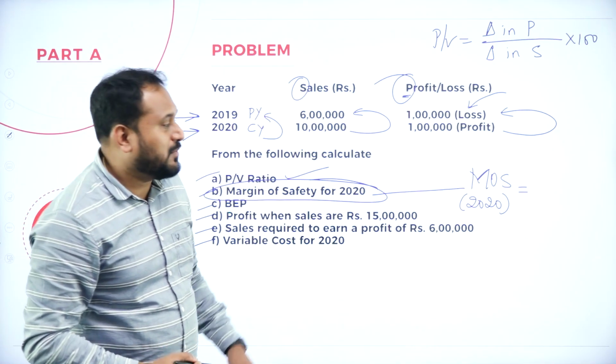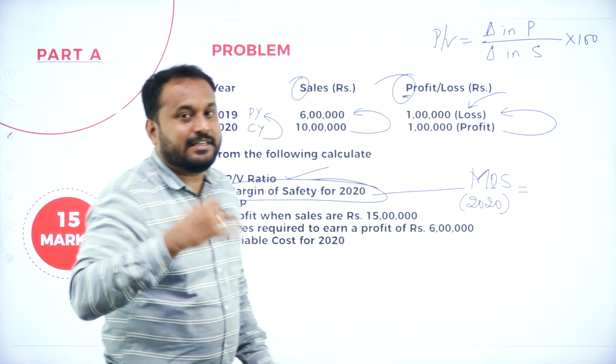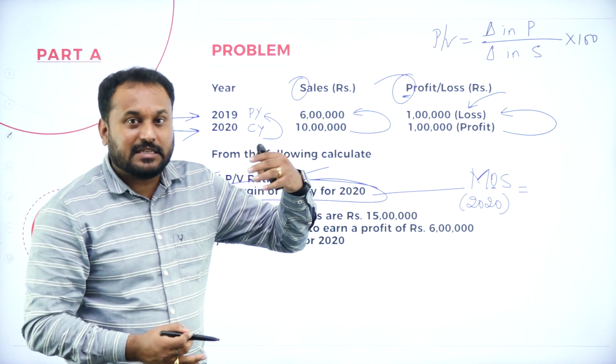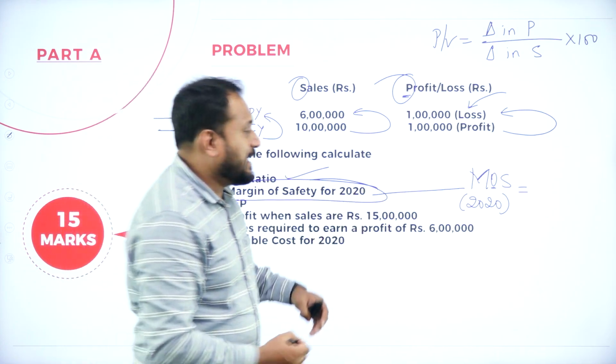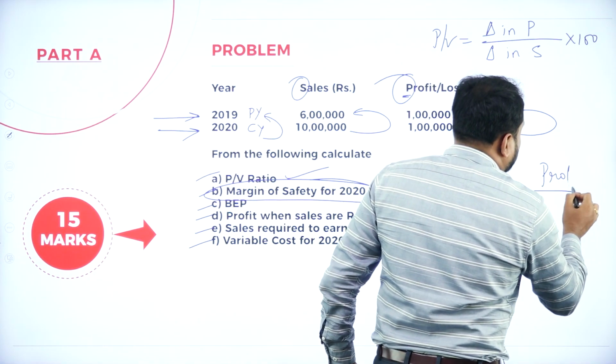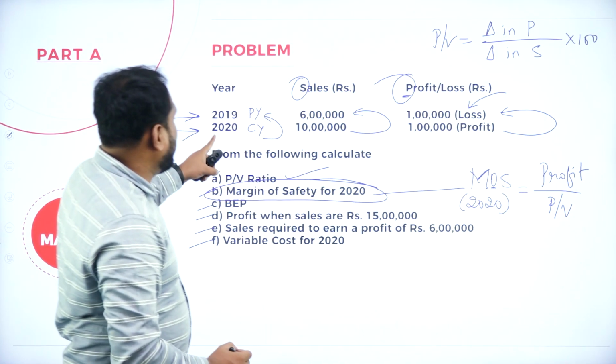Please do watch the formulas, how you are supposed to remember. The middle alphabet is what? O. After O in the English alphabet, what comes? A, B, C, D, F, G, H, I, J, K, L, M, N, O, P. That is P. That means here you should go with numerator, denominator, profit. P in the sense profit. Profit by PV. Now what is the profit of 2020?